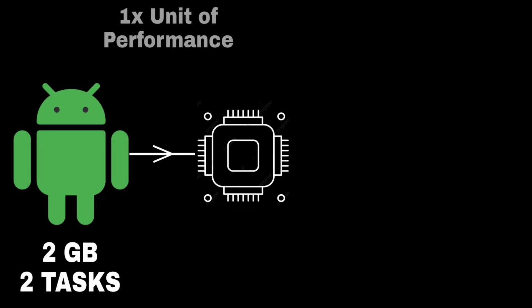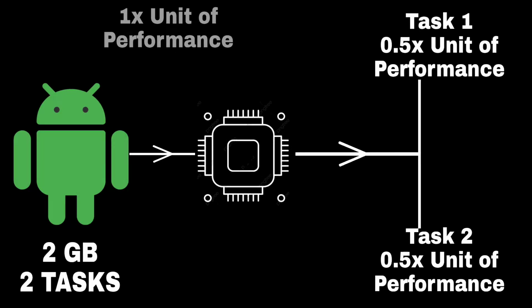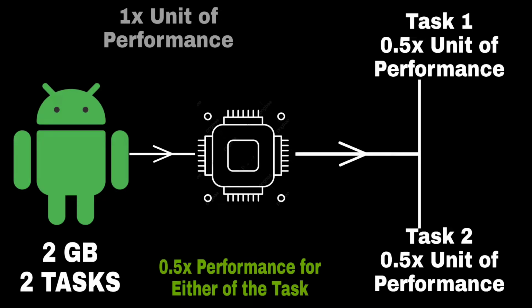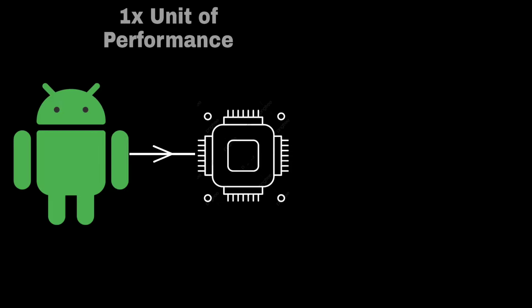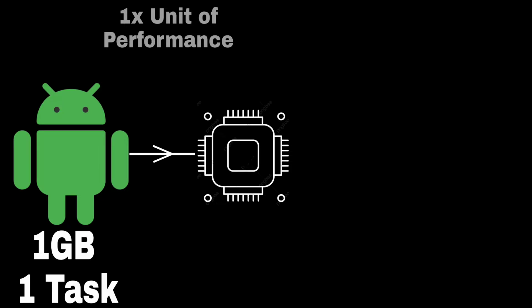So when it is loaded on the processor, the task will be divided into two parts by the processor, and if you are working with any of the tasks, then you will see 0.5x unit of performance. And that is the point. The more features there are, the more the performance will decrease. And in the case of stock Android, let's say I have an operating system of file size 1 GB with one task inside it and the same processor, that is 1x unit of performance.